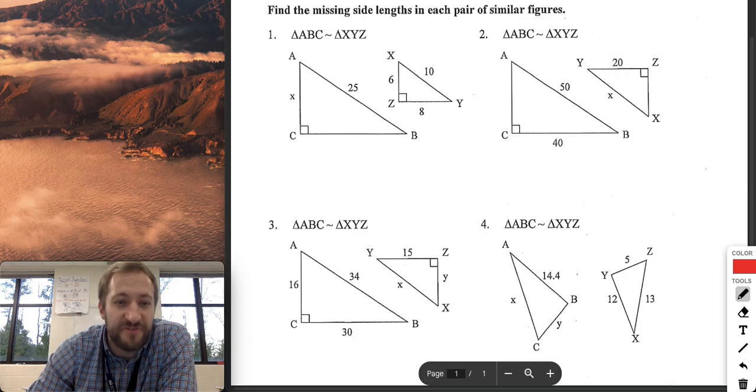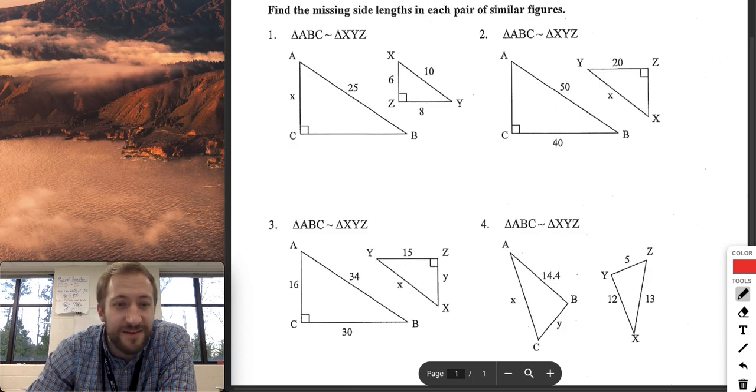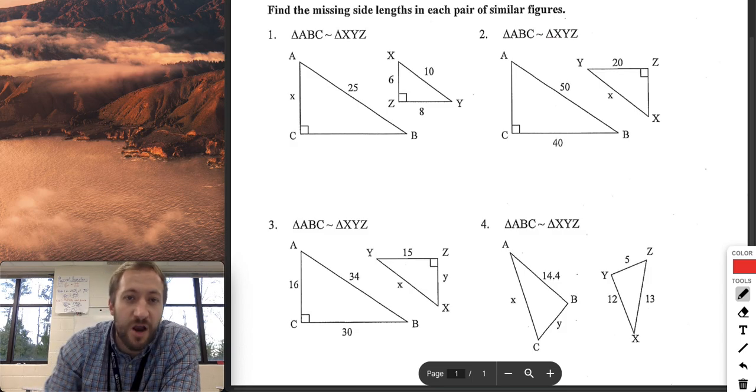Let's go through this similar figure practice that we did earlier in class today. So in case you missed a number or weren't quite sure how we did any of these problems, let's go through it together. All right, this first one.